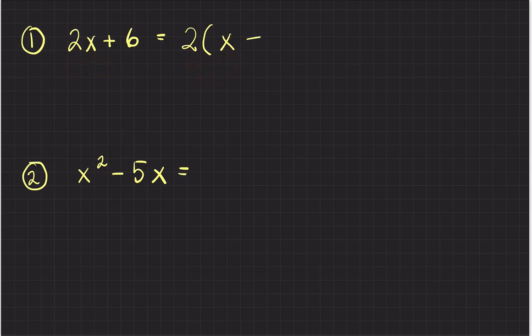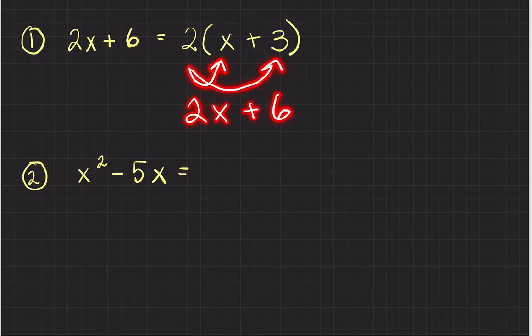Then I have a positive sign. Then again, 2 times what would give me as an answer 6? And that would be 2 times 3. Okay, let's check if we did it right. If I do distributive property here, 2 times x is 2x, and 2 times 3 is 6. Exactly the same as what I have here. So my factoring is right. Let's go to the next one.